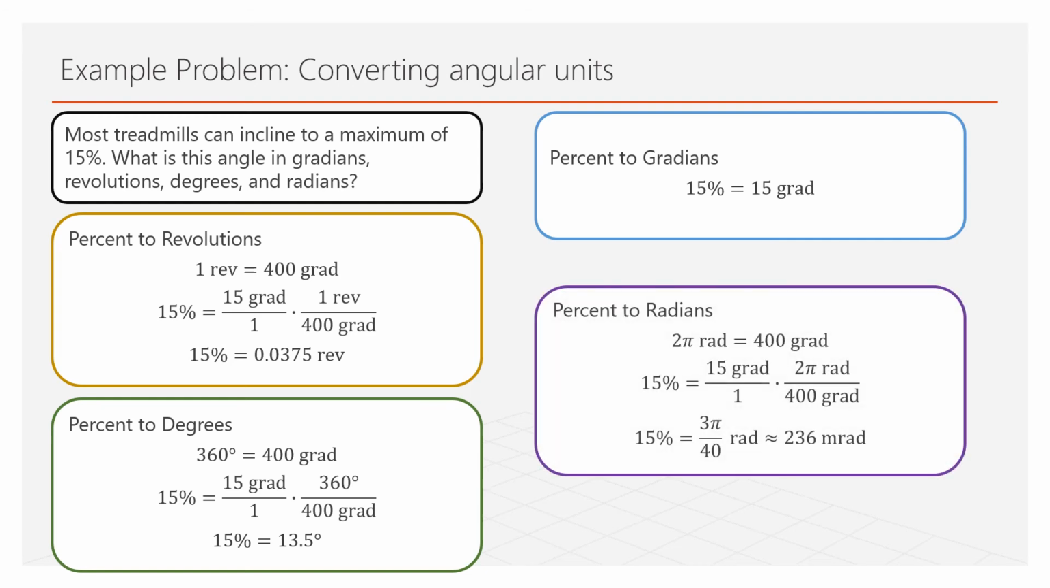And then finally, you can convert percent to radians. You notice that 2 pi radians is equal to 400 gradians. And so 15% incline equals 15 gradians times 2 pi radians divided by 400 gradians. After you perform the computation, you get that 15% incline is approximately 236 milliradians.